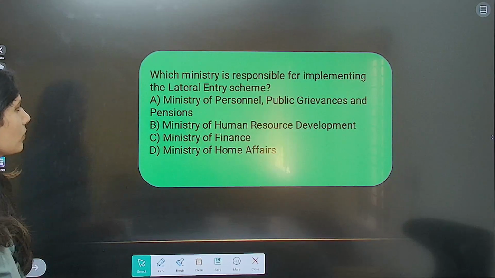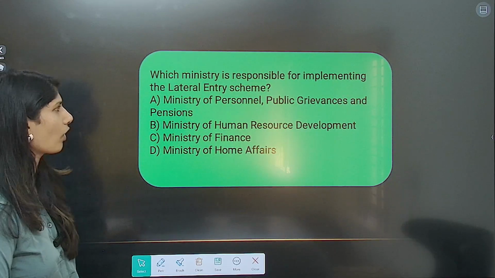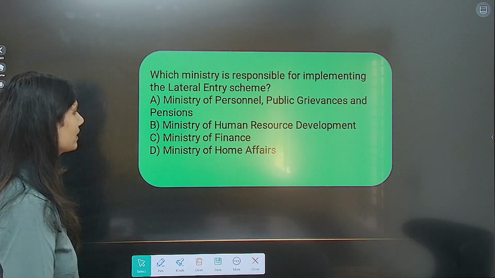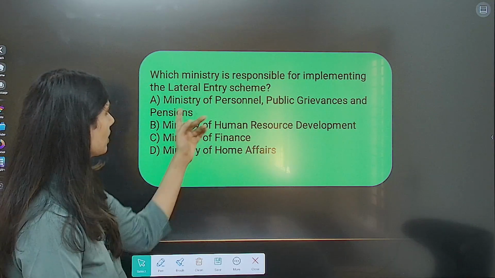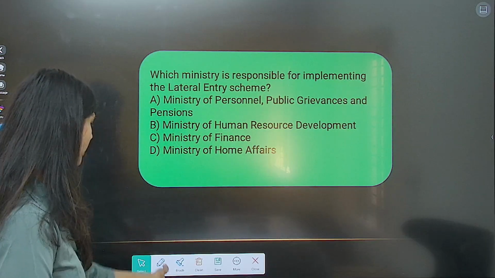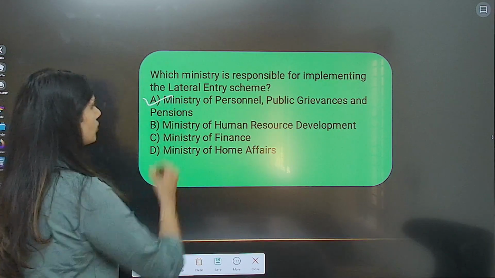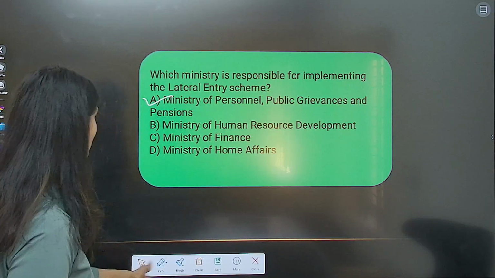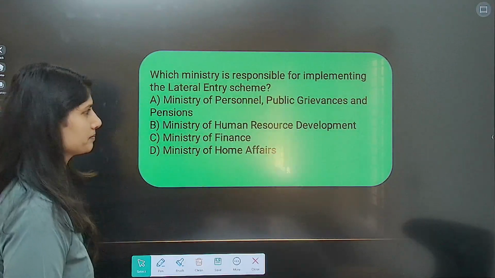Which ministry is responsible for implementation of lateral entry scheme? Ministry of Personnel, Public Grievances and Pensions, Ministry of HRD, Ministry of Finance, Ministry of Home Affairs. The answer is Ministry of Personnel, Public Grievances and Pensions.